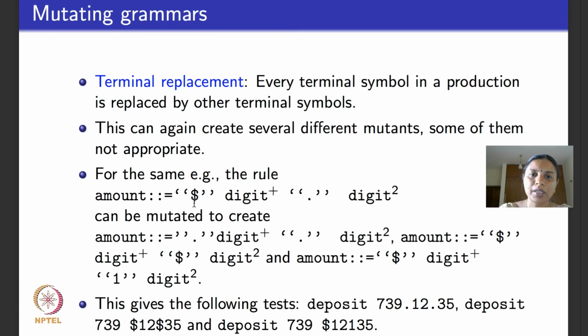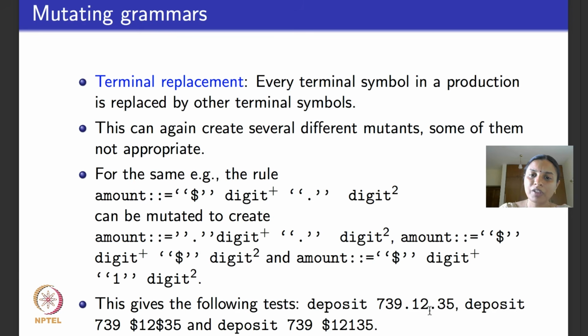That can be mutated by replacing this dollar with a dot. That will create an invalid mutant. We will see what the program does. The second kind of mutation replaces this dot with a dollar. The ones within quotes are terminals and I'm considering terminal symbol replacement, so I can't replace digit. I replace only the terminals. What does the third mutation do? It replaces the dot with a 1. So all these 3 mutations, which replace one terminal symbol with some other terminal symbol, create what are called mutants, which could be used to test how the program that deals with these bank transactions handles them.